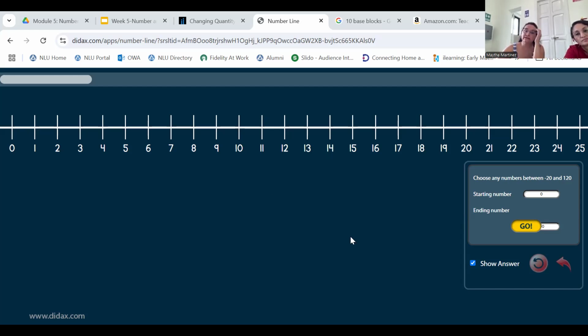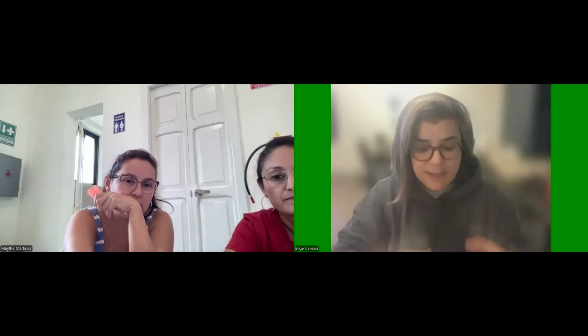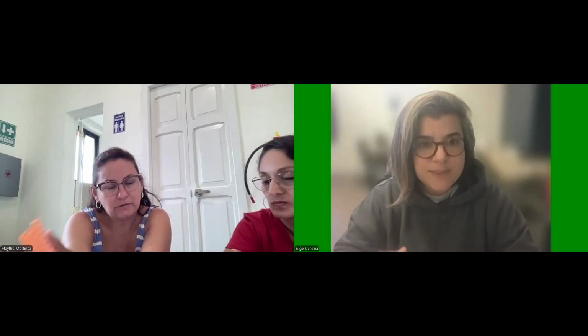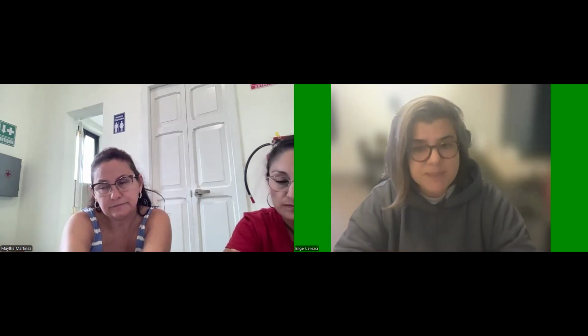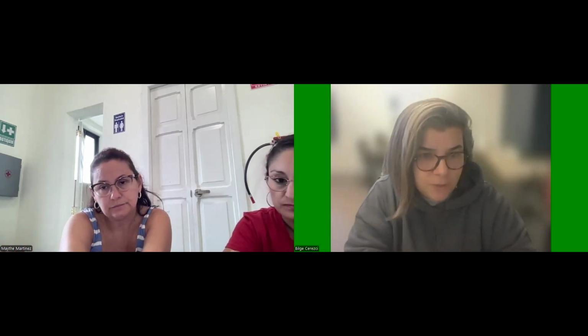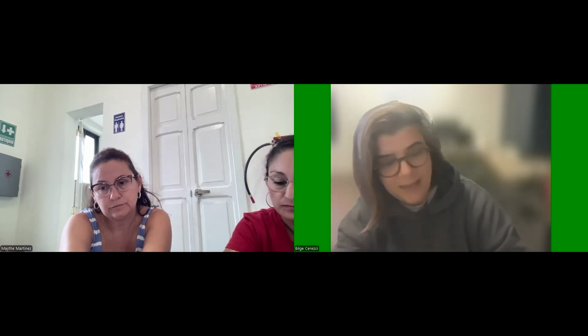Excellent. It makes sense that they really need to practice a lot with materials before seeing the numbers, because otherwise they're just symbols. Exactly. Use the base 10 blocks a lot, talk about it, so they can concretely see what that quantity looks like. But then build their fluency with the abstract representation of quantities, which are the numerals, as the next step.